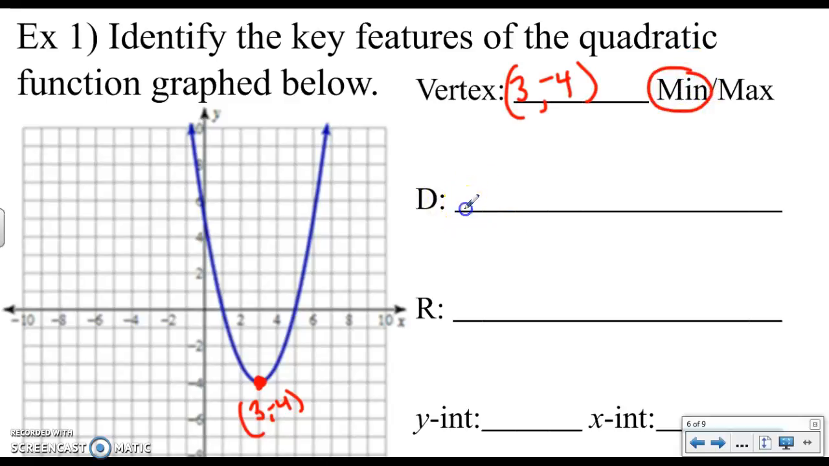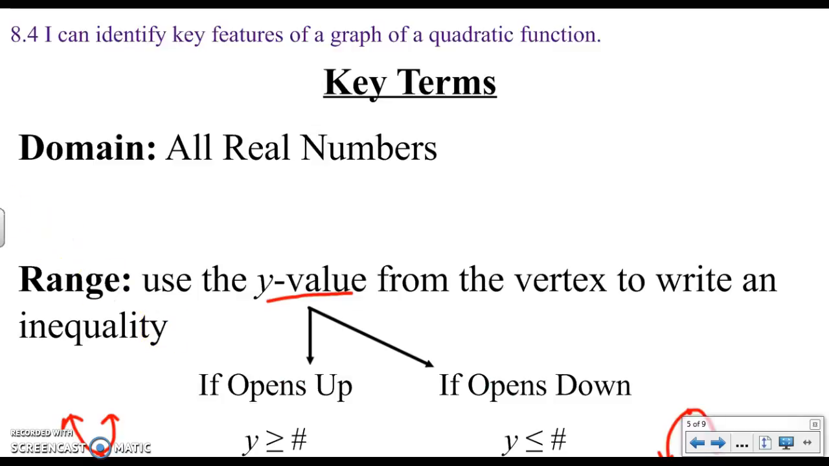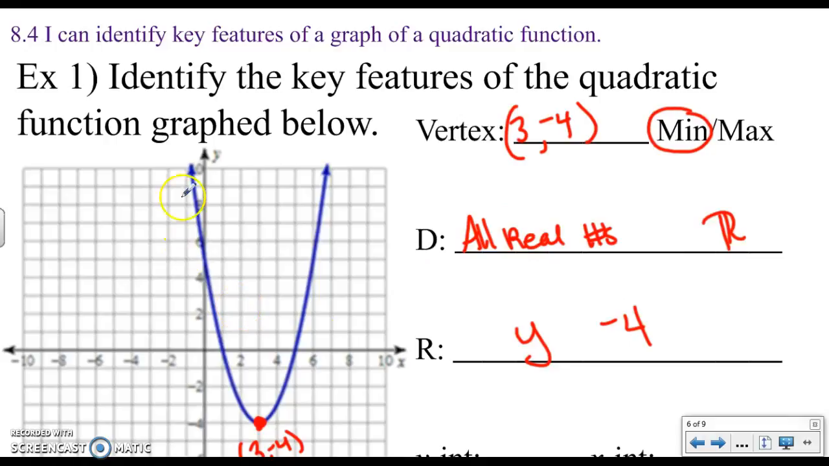Domain is always all real numbers. You can write it either by writing out all real numbers, or you can use this symbol for all real numbers. It looks like that. And then my range. We're going to use the y value from our vertex. So we're going to take this negative 4 and plug it in for our range. And if you look back to this slide, notice our graph opens up. If it opens up, it's greater than or equal to. It gets bigger instead of getting smaller. So if we start at this point, everything is above it. We're going to use a greater than or equal to sign.